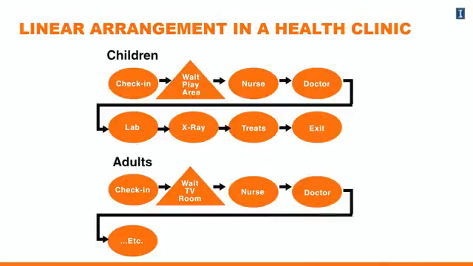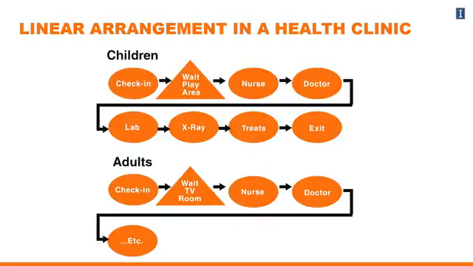Right. So let's take an example here. I want you to think of a health clinic in which you have kids that go through the health clinic, they get treatment, as well as you have adults. So here is an example of a linear arrangement for that health clinic. So you have children that go through the whole process. They go through the activities like check-in, they have to wait, they get seen by a nurse, they get seen by a doctor, they may have to go get labs, get an x-ray, get some treats before they leave, and then they exit out. So that's going to be the arrangement for children.